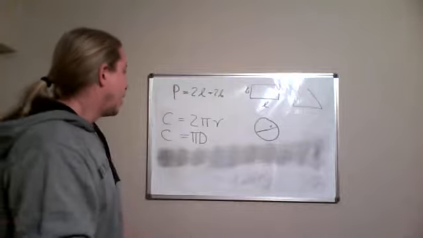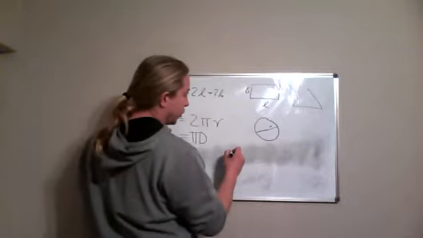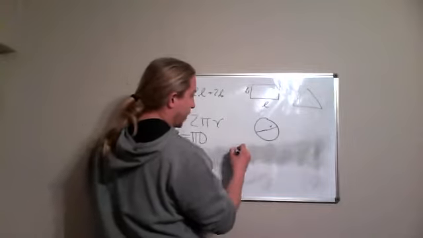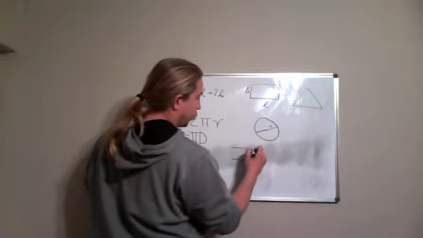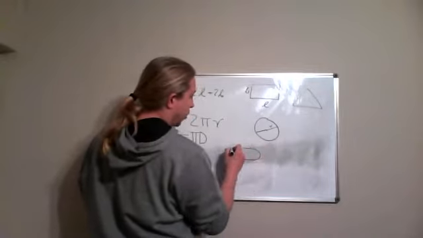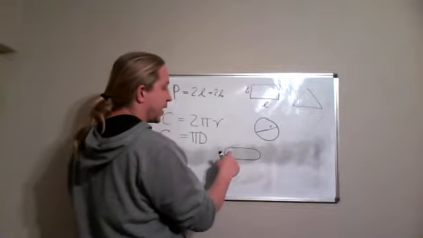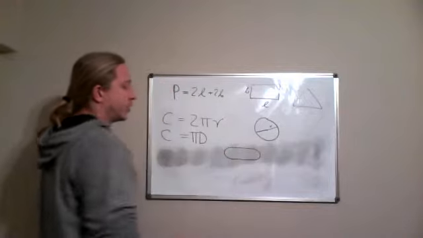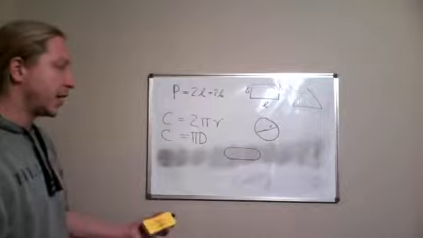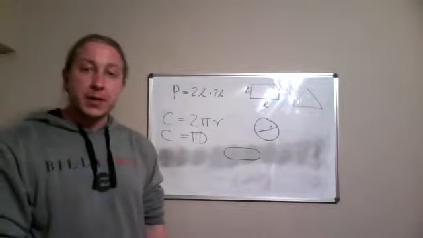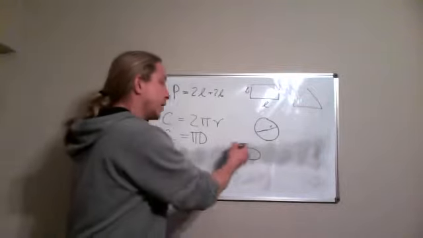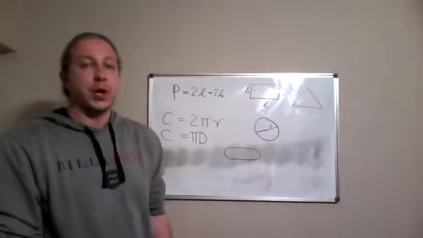Sometimes we'll give you a composite shape, meaning that the shape is made out of two pieces. We'll give you half a circle on each side with a rectangle in the middle, and we'll ask, what is the perimeter of this? Let's say it's a running track. How do we work it out?